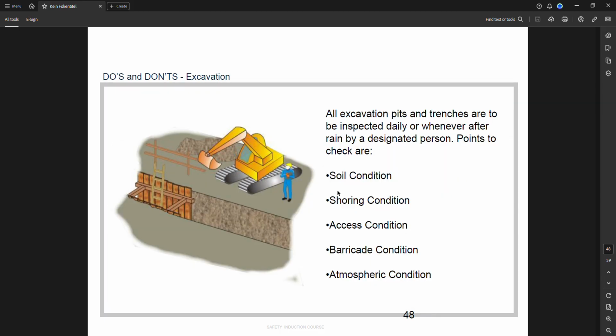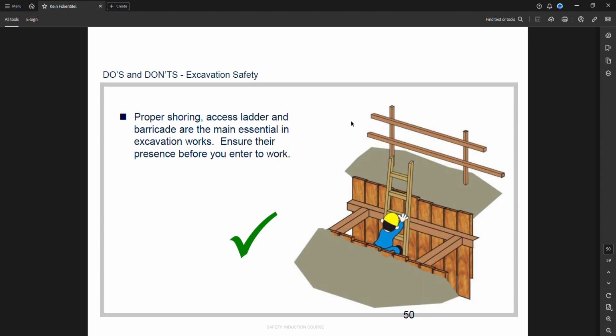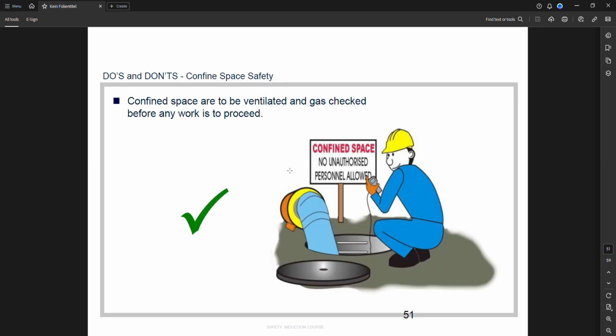For the excavation, we have to take note. All excavation pits and trenches are to be inspected daily and whenever after rain by a designated person. We have to ensure that the sides of the excavation pit are properly shored. Proper shoring and provide access, same as the picture of this. For confined space, we have to ventilate it and check the gas before entering.